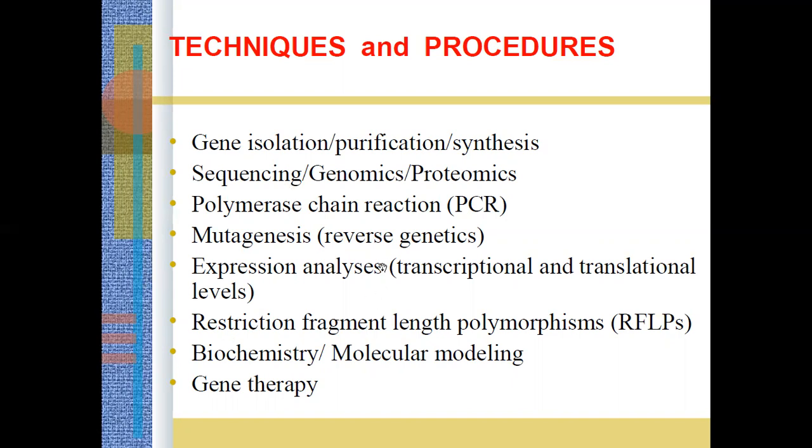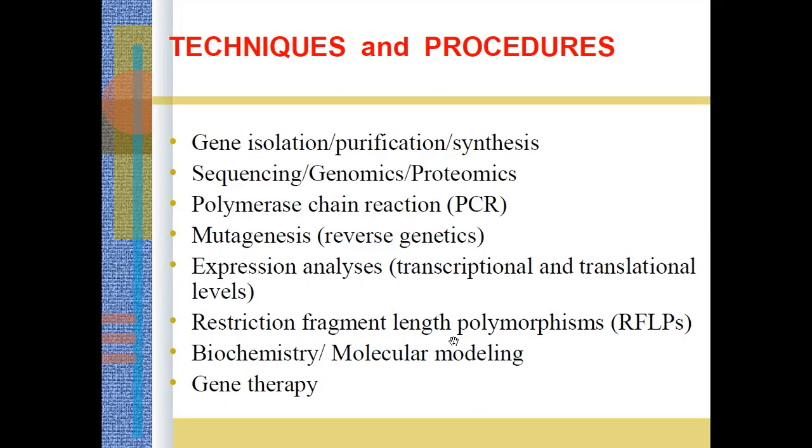Expression analysis would include the transcriptional and translational levels. In transcription, you know that DNA goes to RNA, so RNA would be produced, and then the protein would be created under the process of translation. So expression analysis would include the transcriptional as well as the translational processes. We will use techniques such as restriction fragment length polymorphism, biochemistry, molecular modeling, and gene therapy. All these techniques and procedures will be used under the branch of genetic engineering, or we can say recombinant DNA technology.